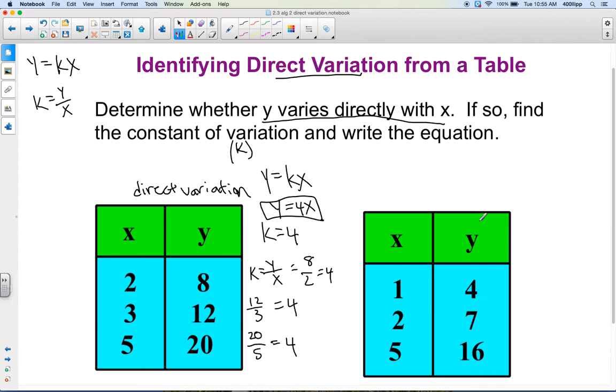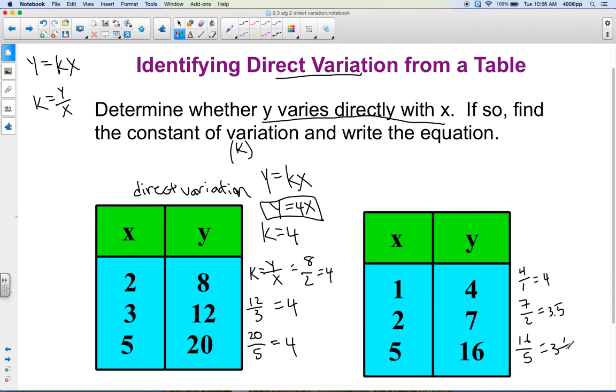Okay, moving along here, if we try and do the same thing, y over x, then we get 4 over 1, which is just a 4. We get 7 over 2, which is a 3.5. And we get 16 over 5, where 5 goes into 16.